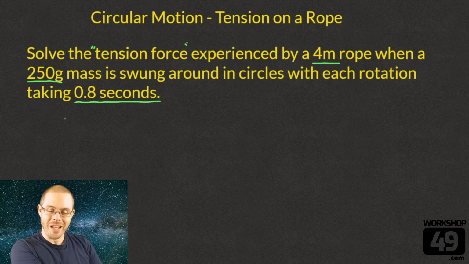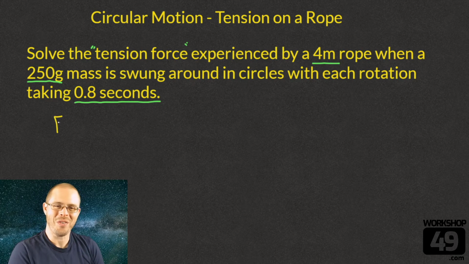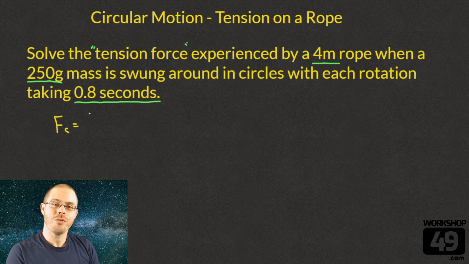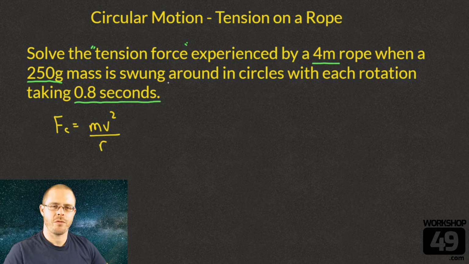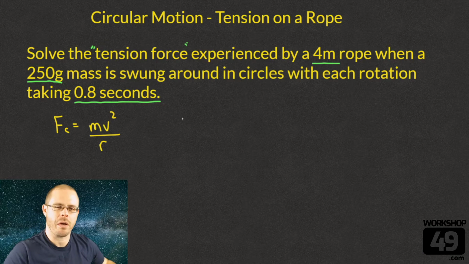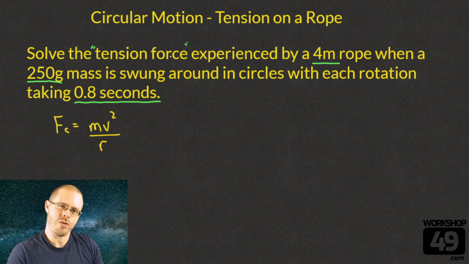That's what we're solving. We're solving the tension on that rope as we swing this mass around and around in circles. Well, the equation for this is centripetal force is equal to mv squared over r. The centripetal force is the force that pulls that mass, wants to throw it out into oblivion. The tension will be the force that counters that. So when we solve centripetal force, it's the same value.